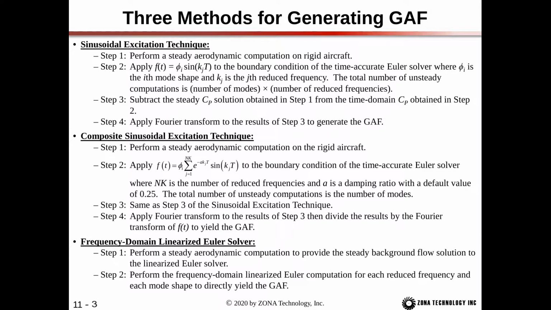So you can see that these are both time domain solutions, and then we convert the time domain solution to the frequency domain. The last is directly solve the GAFs in the frequency domain. So the frequency domain linearized Euler solver, step 1, we perform the steady aerodynamic computation to provide the steady background flow solution to the linearized Euler solver. And then step 2, perform the frequency domain linearized Euler computation for each reduced frequency and each mode shape to directly yield the GAF. And similarly to the sinusoidal excitation technique, the number of computations here is the number of modes times the number of reduced frequencies.